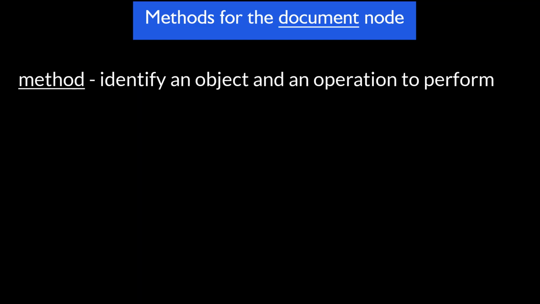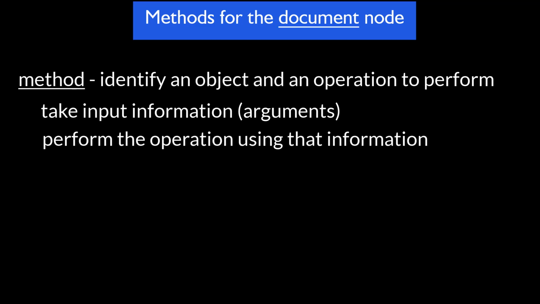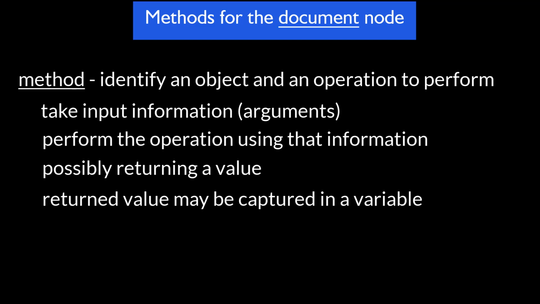Generally speaking, a method identifies an object and an operation to perform on that object. A method takes some input information, 0 or more arguments, performs the operation using that information, and possibly returns an output value. The returned value may be captured in a variable using an assignment statement, or may be ignored. An error might be raised when invoking a method. For this course, we shall ignore handling such errors, which implies you need to be especially careful in designing your code.